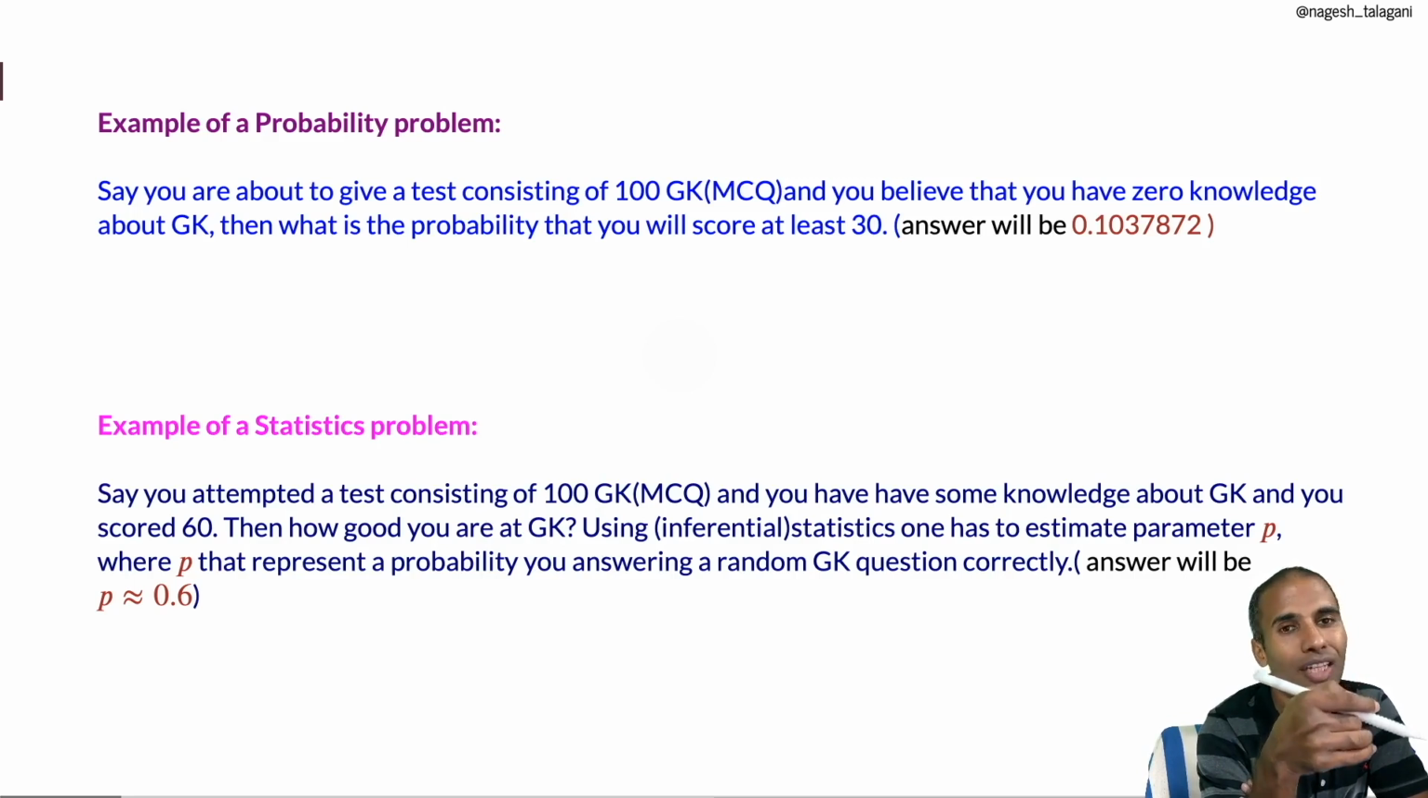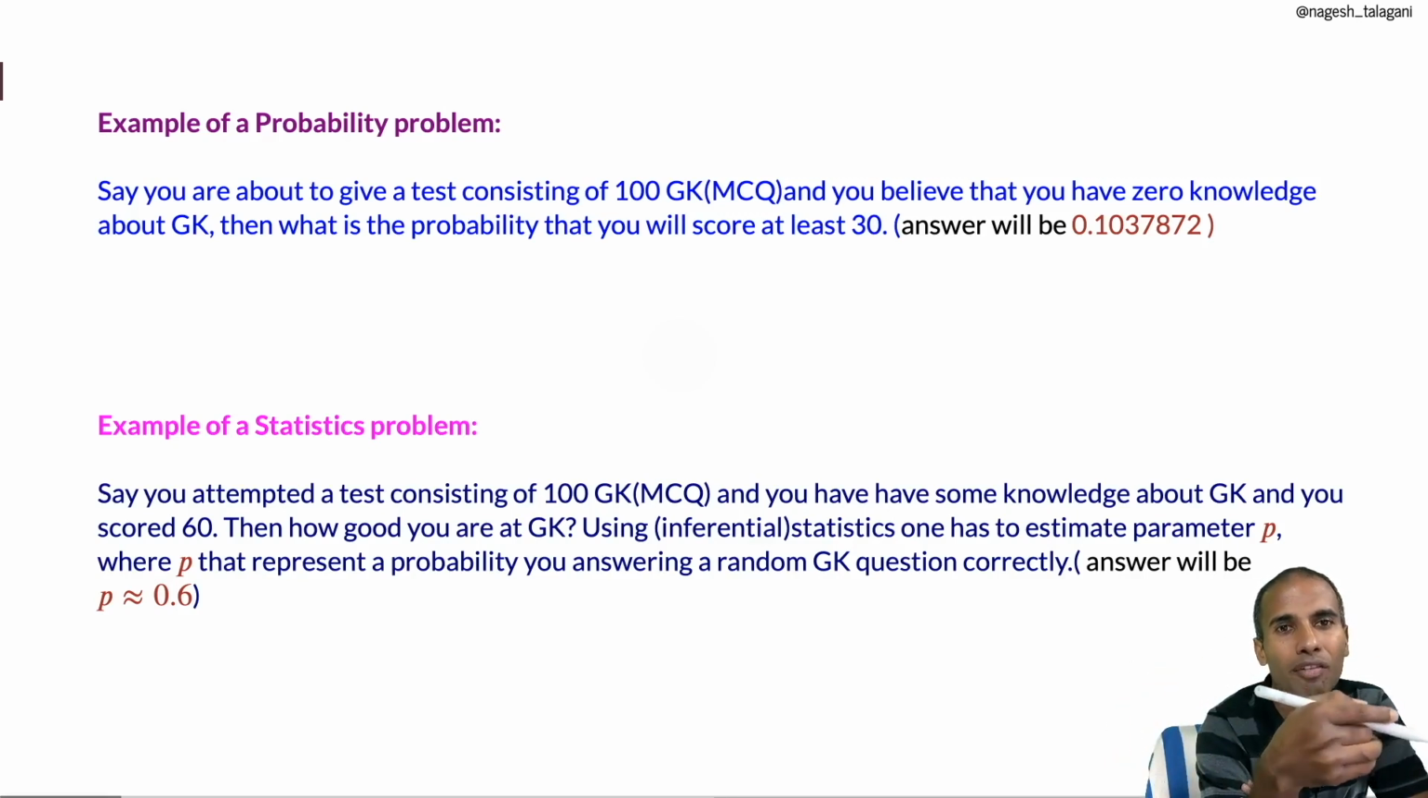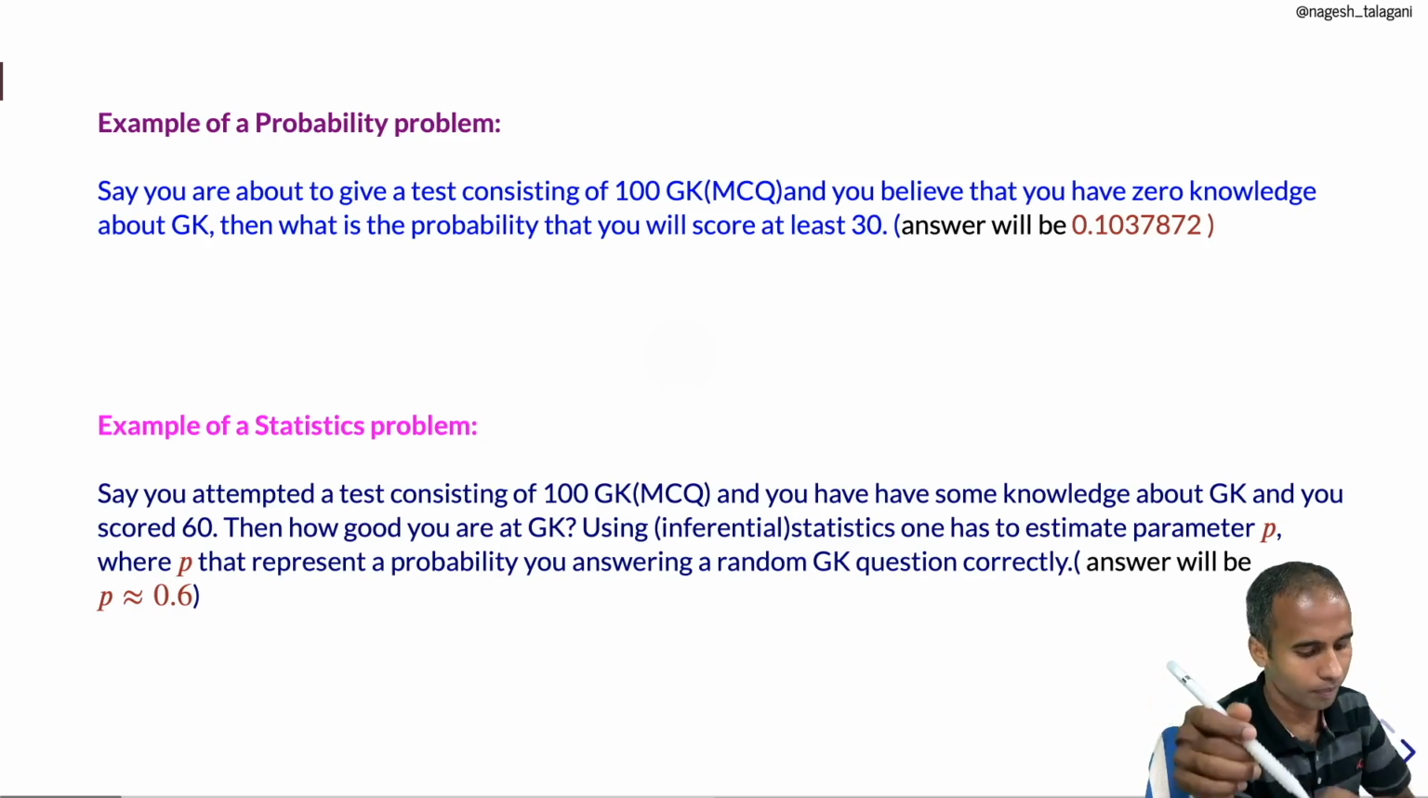Here, we are using data to estimate some parameter. In the probability question, we know the parameter P and we are trying to answer the probability question. In the statistics problem, we are using data to estimate the parameter P, which may be used for future calculations. I hope you feel the difference between the probability problem and statistics problem.